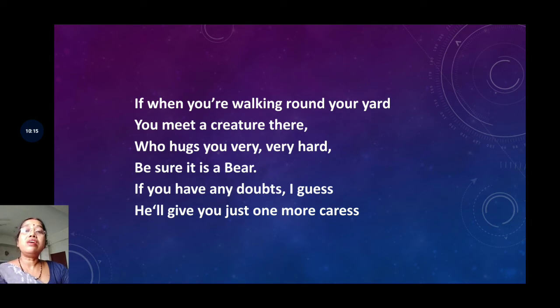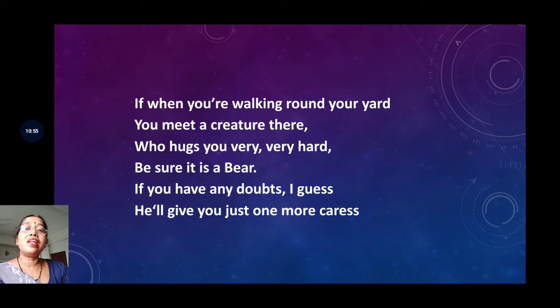Now, here the poet tells about the bear, the wild animal. She tells the reader that if you are walking in your yard, that is the lawn area of your house, and there you meet a creature who hugs you, and that hug is very, very hard, not soft and gentle, surely that animal is a bear. So the bear will give a very hard hug, and you can identify the bear with that hard hug.